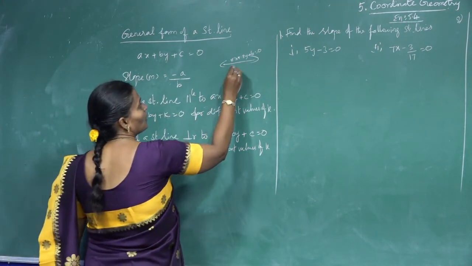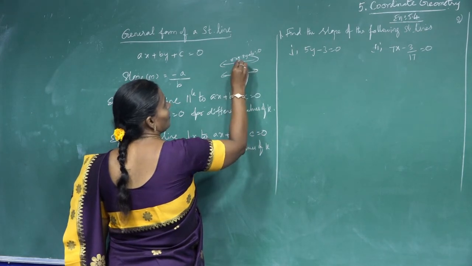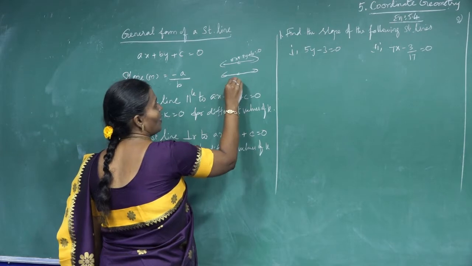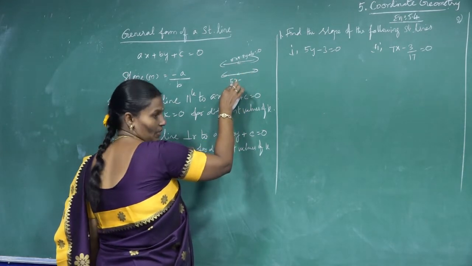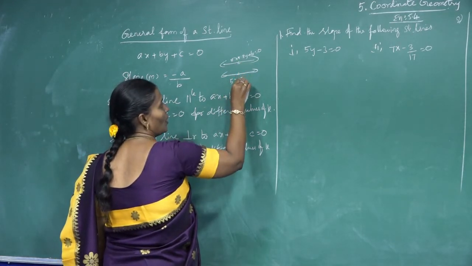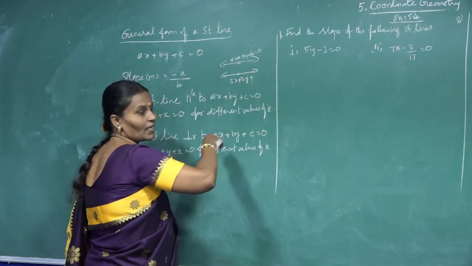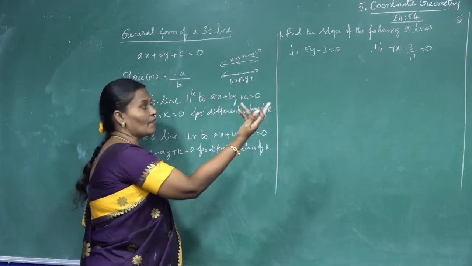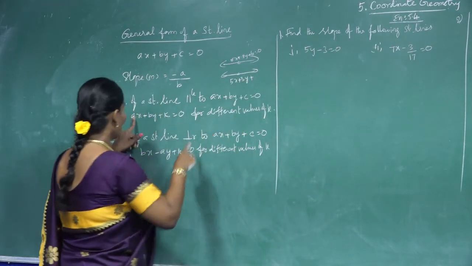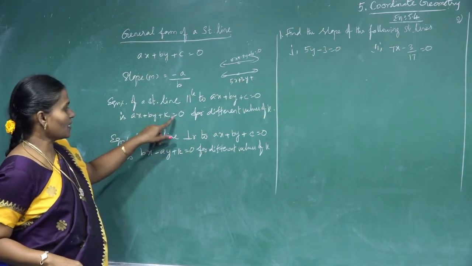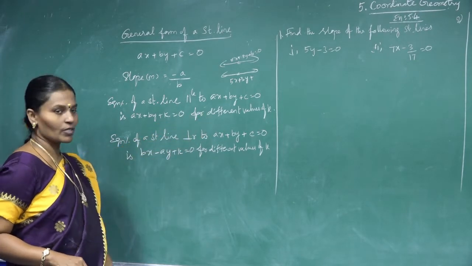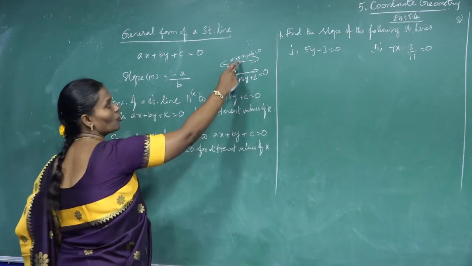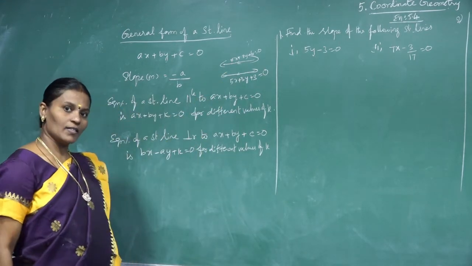So if one line is parallel to this line, what is the equation of this line? See, the coefficient of x is the same and the coefficient of y is also the same, 3y, plus any different constant term. That's why it is given as ax plus by plus k is equal to 0 for different values of k. For example, you take 3, that is equal to 0. These two are parallel. Understand, children?